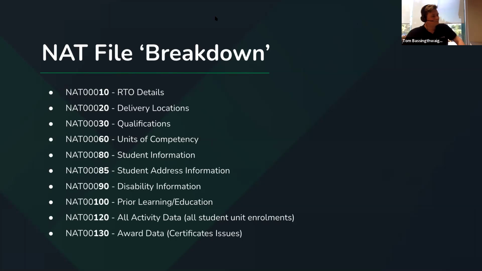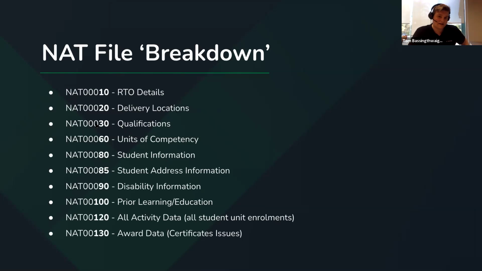Sorry, guys. In the NAT10 file, we've got our RTO-related details. So again, the NAT10 was telling us we didn't have a training organization identifier. That was an error with our RTO details, and that's going to be captured in the NAT10 file. The NAT20 contains all of our delivery locations. So again, if we had an error with, for example, a postcode we used in a delivery location, it would appear here in this NAT file.